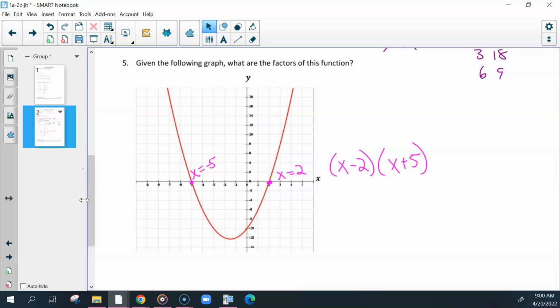Does it matter if it's ordered? It does not. As long as the plus 5 and the minus 2 is there.